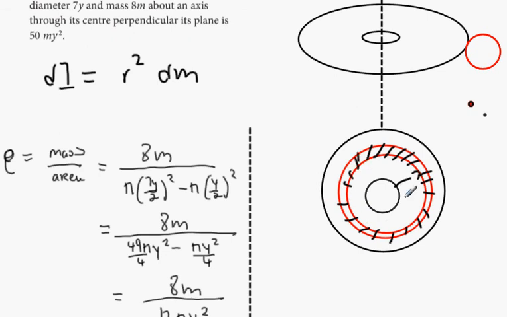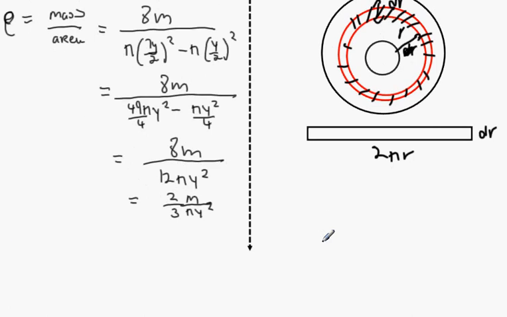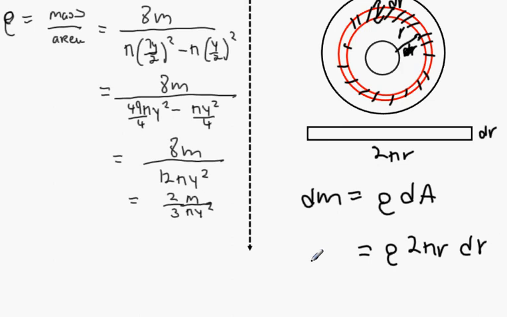Now, its distance away is r. What is the width of it? dr. Okay, so the width of it is dr. When we split this up into a rectangle, which we can do, it's basically going to be 2 pi r in length and dr in width, exactly like last time. Now we're going to start off with dm. dm equals rho dA. dA equals 2 pi r dr.